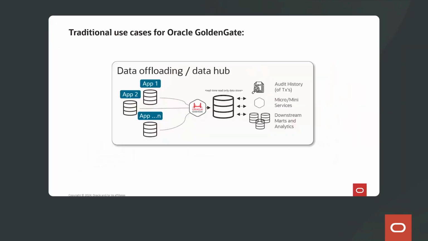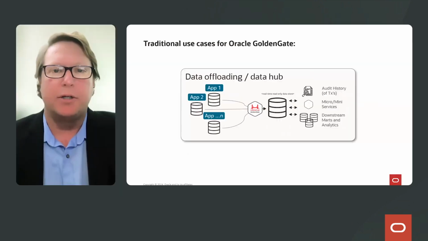GoldenGate can also do what we call data offloading, report offloading, building a data hub. So taking data from one or more sources and moving them into a single target or multiple targets for data analytics. Being able to move that data from heterogeneous environments into other environments makes it very smooth and easy to use GoldenGate. The great thing about this is the interface for GoldenGate is all the same.